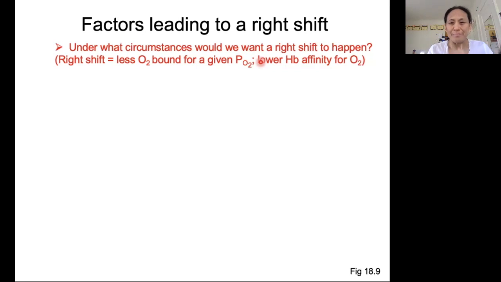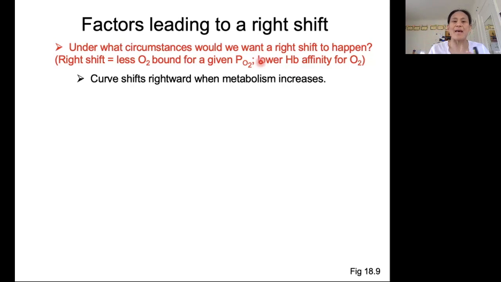Okay, so maybe you figured this out, maybe you didn't, but hopefully it makes sense once I tell you: when you have increased metabolism in your body, you're going to want your curve to shift to the right. If your cells are working hard, they're going to want more oxygen. In a case like that, you're going to want your hemoglobin to have a lower affinity for oxygen so that you can let go of that oxygen, free it up, and make it available to your tissues. These are some of the circumstances under which we get a right shift of our curve.